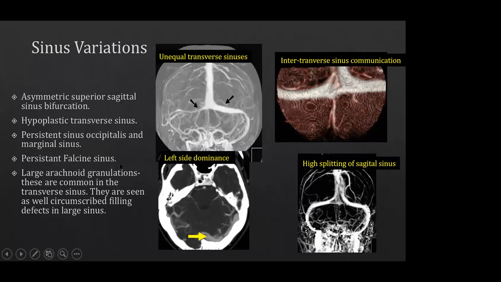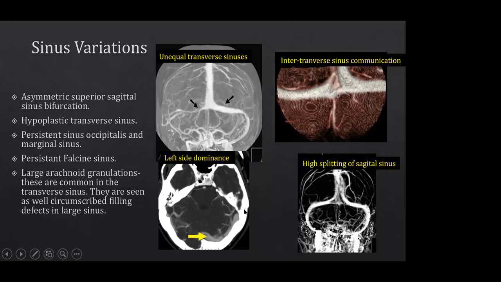Just to show you some variations of the sinuses, like veins, the sinuses themselves can be extremely variable. You can have a very high riding sinus. The split can be very high. You can get sometimes intersinus communication, like for example over here at the back of the torcular, you can see the communication between the two proximal transverse sinuses.